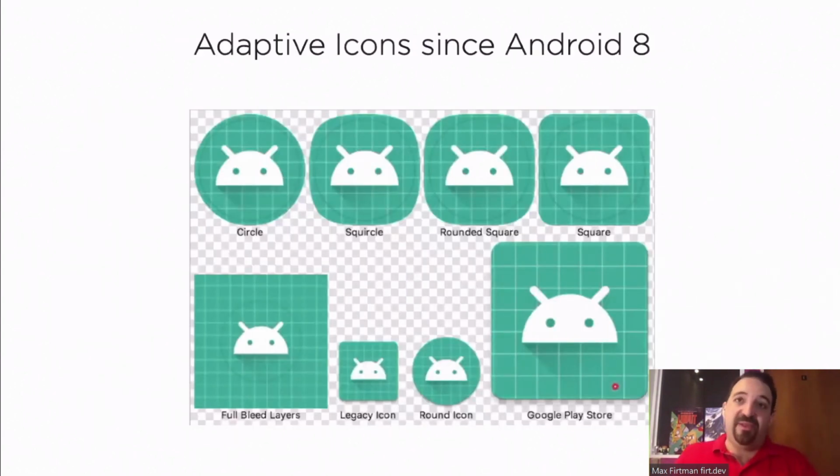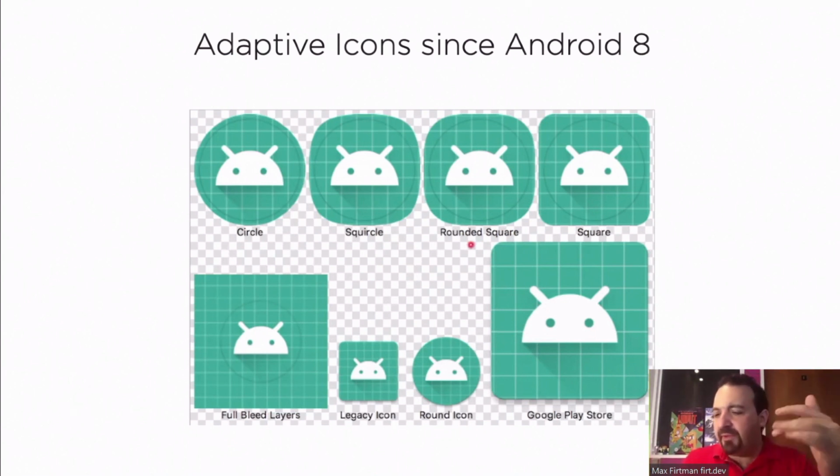But since Android 8, on Android we have something known as adaptive icons. So every Android device can set a different shape for the icons. So we have several different shapes based on the manufacturer and the vendor, and you can change the shapes sometimes.